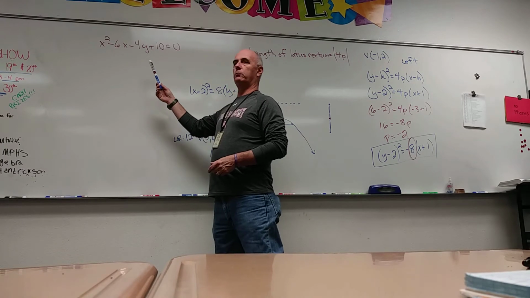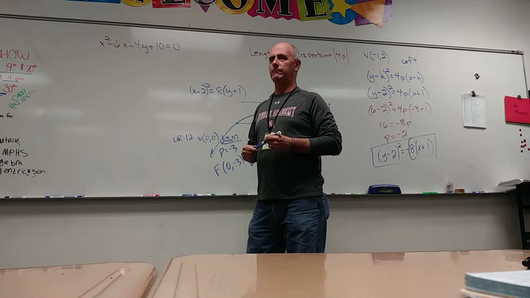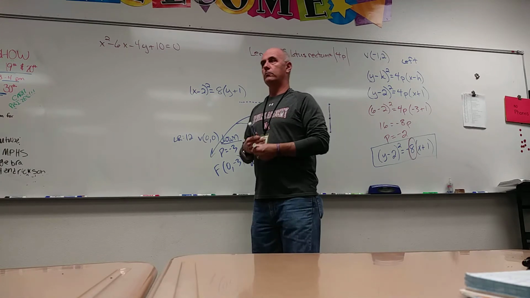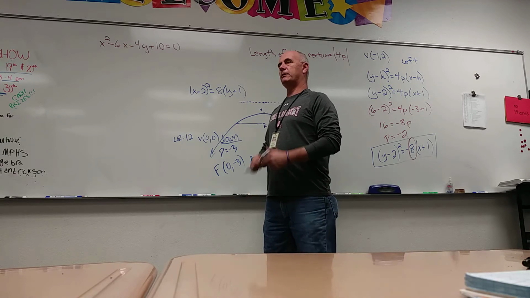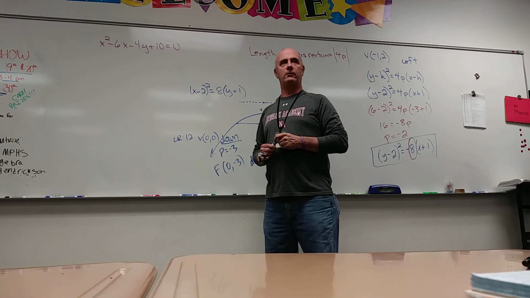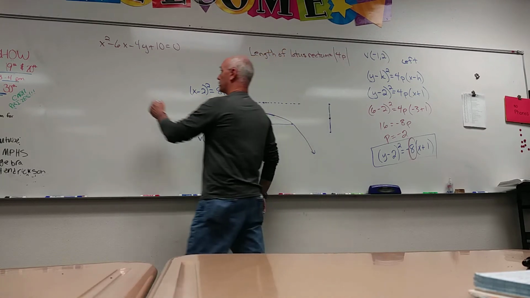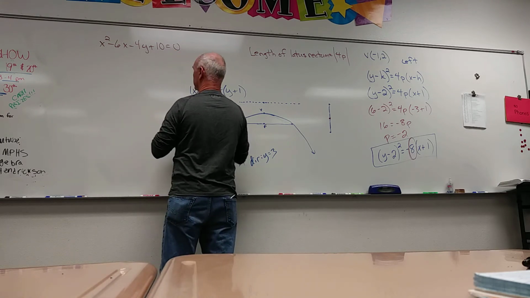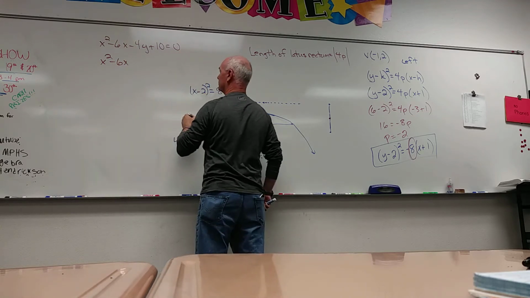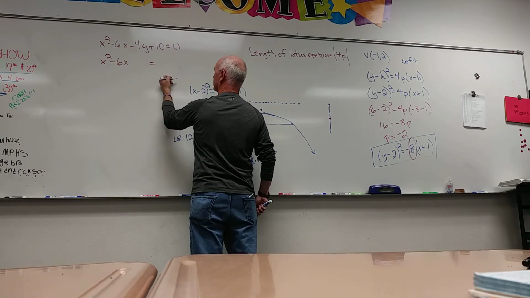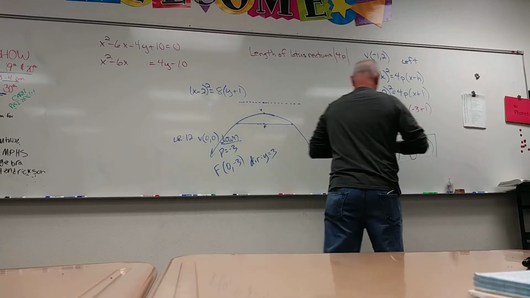In which variable do we want to complete the square here? x. Why x? Because that's the squared one. What is typically our first step here? Clear the constant. What I'm going to change the phrasing to for right now is clear everything that's not x, because we want the x stuff by itself. So, x squared minus 6x equals 4y minus 10. Well done.